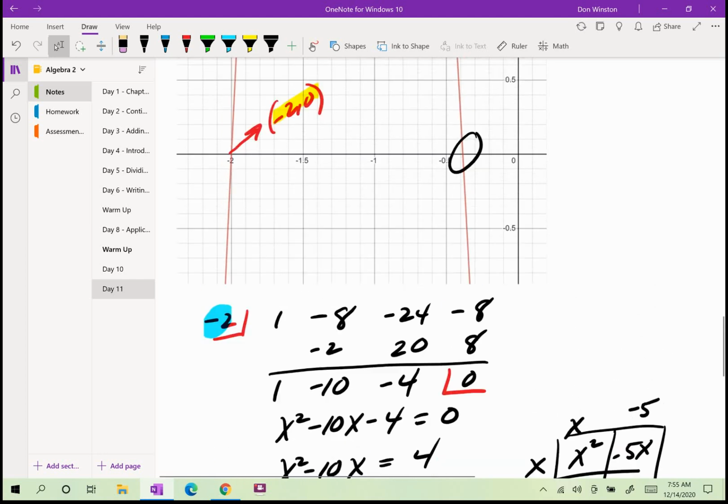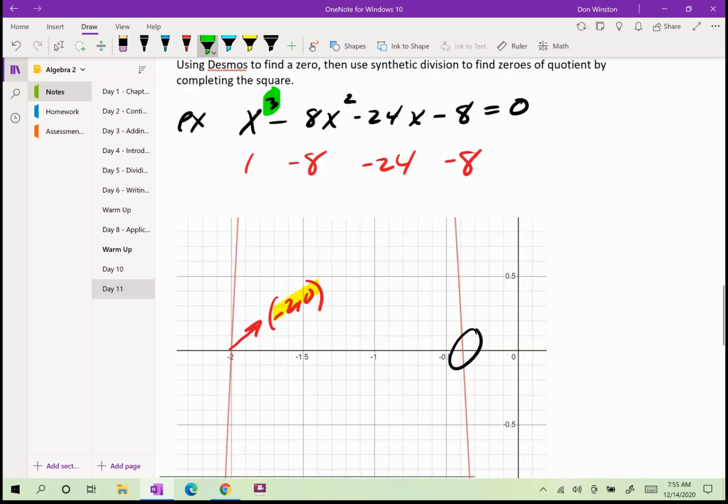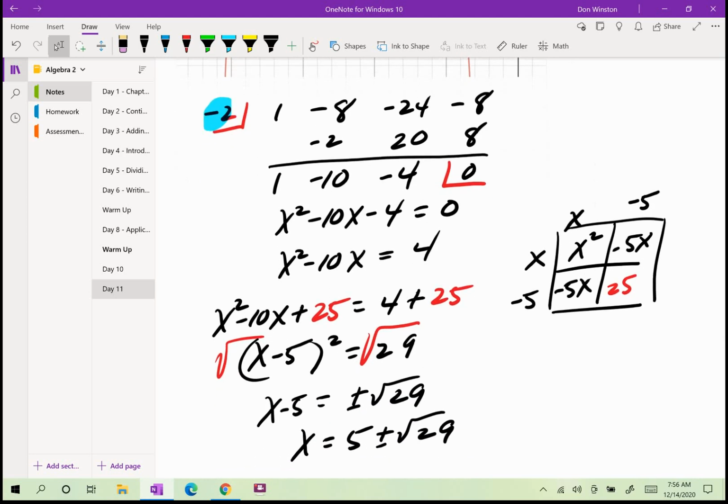We started with x cubed, remember? So when we do synthetic division, our quotient will be 1 degree less. So that would be x squared minus 10x minus 4 equals 0. I can't factor that. I could use the quadratic formula. I'll just complete the square.